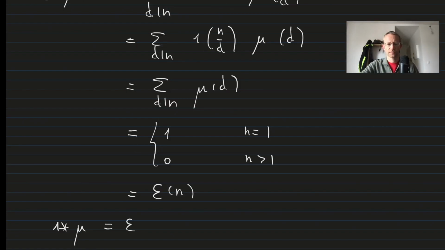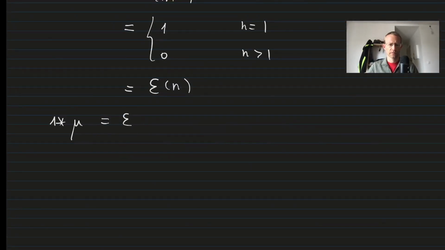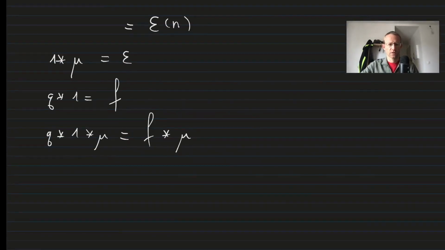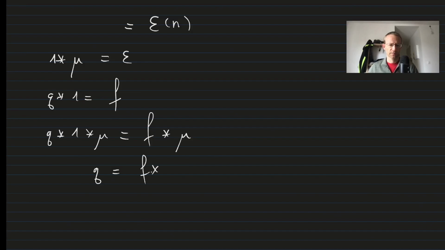Now let's prove the Möbius inversion formula. Let's suppose that g star 1 is equal to f. Then if we multiply on the right by mu, use associativity as well as the fact that 1 star mu is epsilon and epsilon is the unit, we find that g is equal to f star mu.